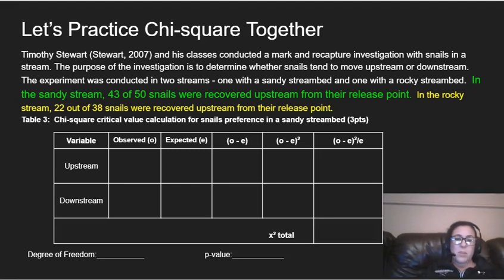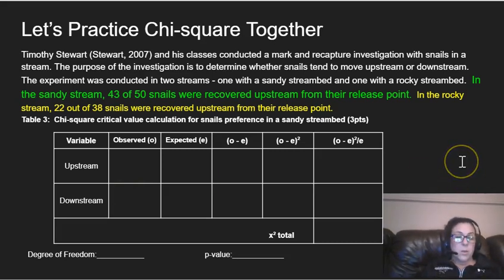And in that green information, we're looking at the sandy stream. It says that 43 of the 50 snails were recovered upstream of their release point. So that's the actual data that we saw. Down here in the table, notice that I have my variable, and this is what was changed, or my independent variable: were the snails upstream or downstream. And then here are my observed results. That's actually what I would collect. That's where my dependent data would go.